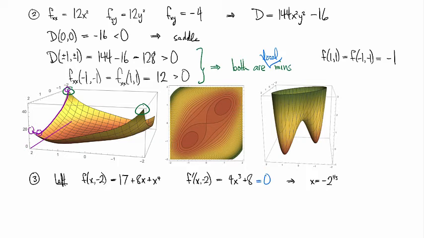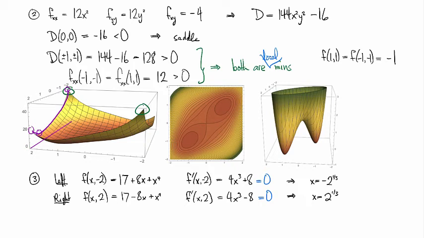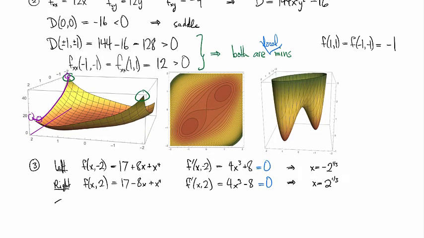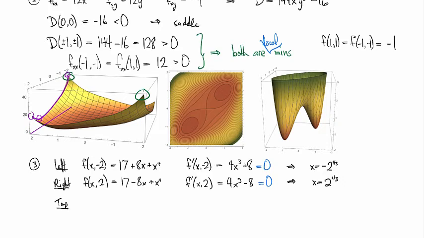And if we look at the right side of the domain, then this is where we've got positive 2 and 17 minus 8x plus x to the fourth. And the derivative on this side is going to give us 4x cubed minus 8, again, for first derivative test, set it equal to 0, and then we get the cube root of 2.